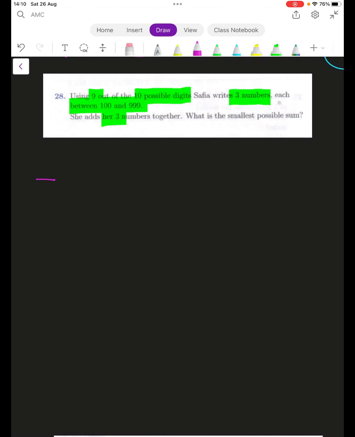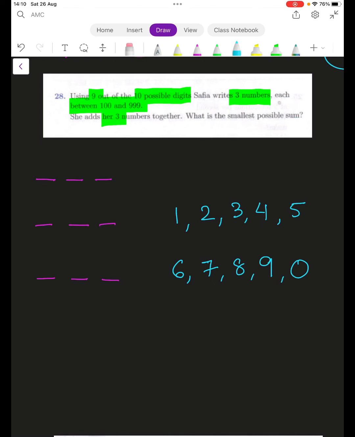Now we are looking for possible lowest sum, so let's make the space. So we are looking for, this is the first 3-digit number, second, third. I'm just making the place value holders for the 3 numbers that she's going to make, and I'm going to write down all the digits. 1, 2, 3, 4, 5, 6, 7, 8, 9. Oh, and I missed a 0. All right, so these are the 10 possible digits that we have at our disposal.